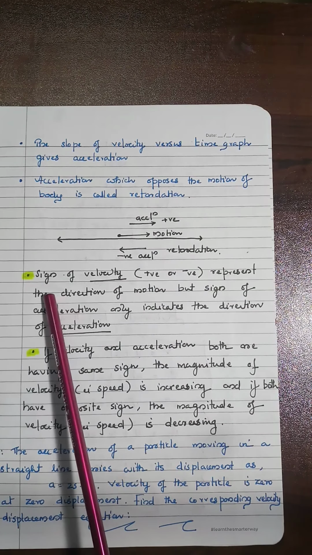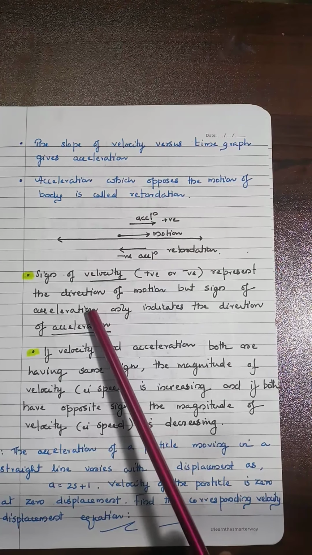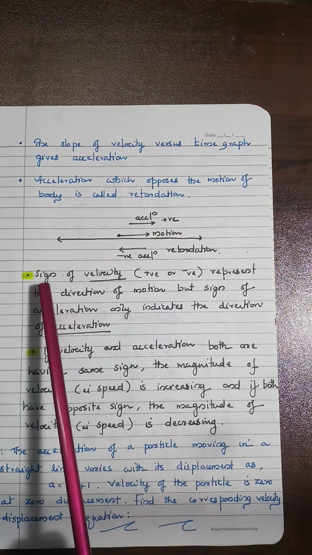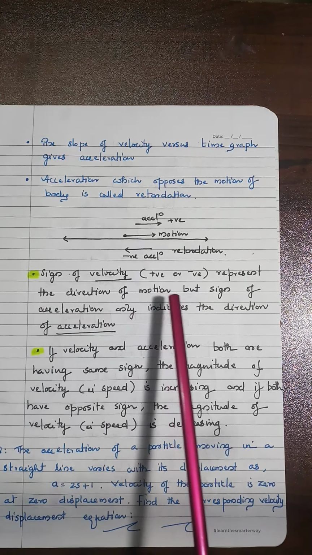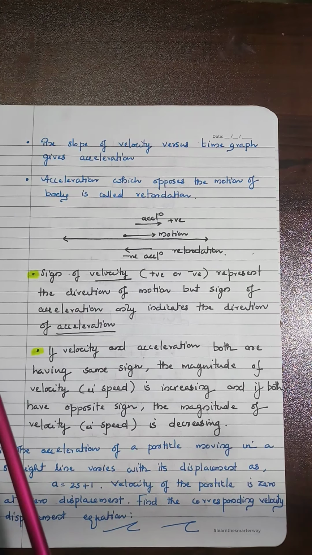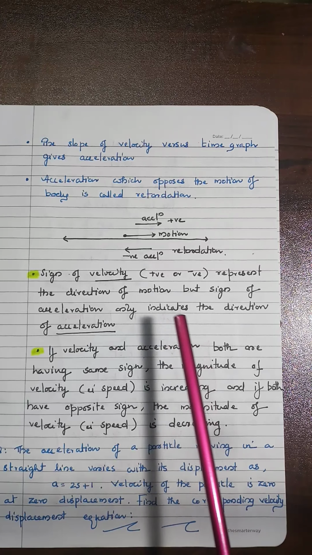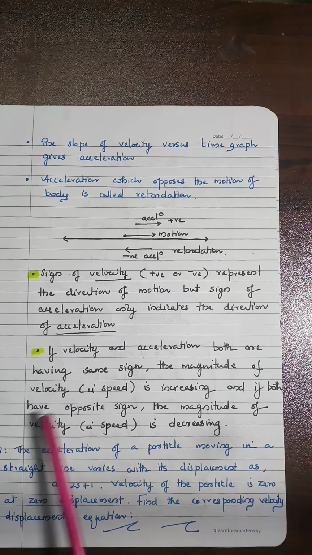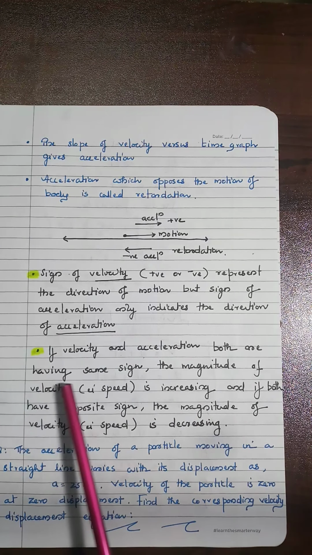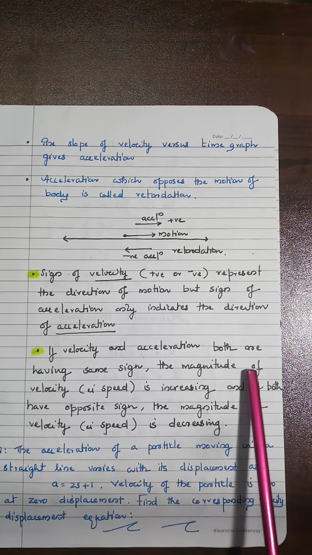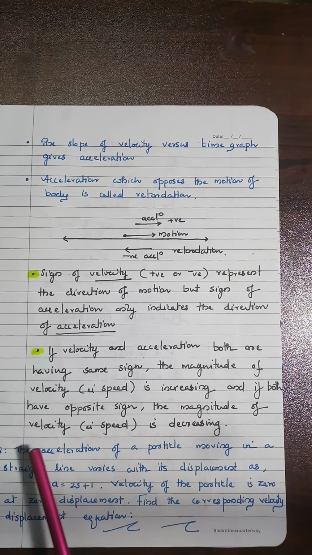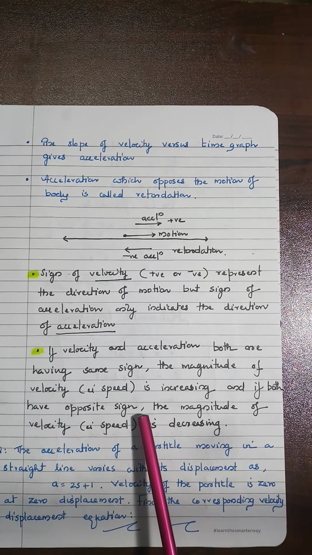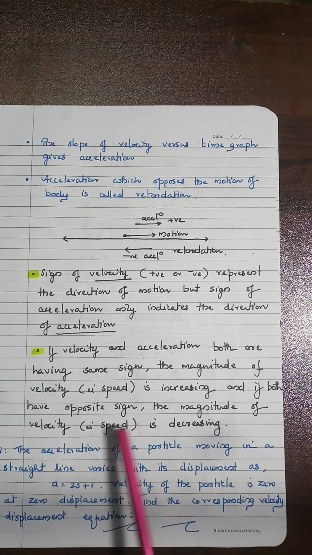Keep in mind, the sign of velocity represents the direction of motion, but the sign of acceleration only indicates the direction of acceleration. That is a very important concept. If velocity and acceleration both have the same sign, the magnitude of velocity is increasing. And if both have opposite signs, the magnitude of velocity is decreasing. It is a very important concept.